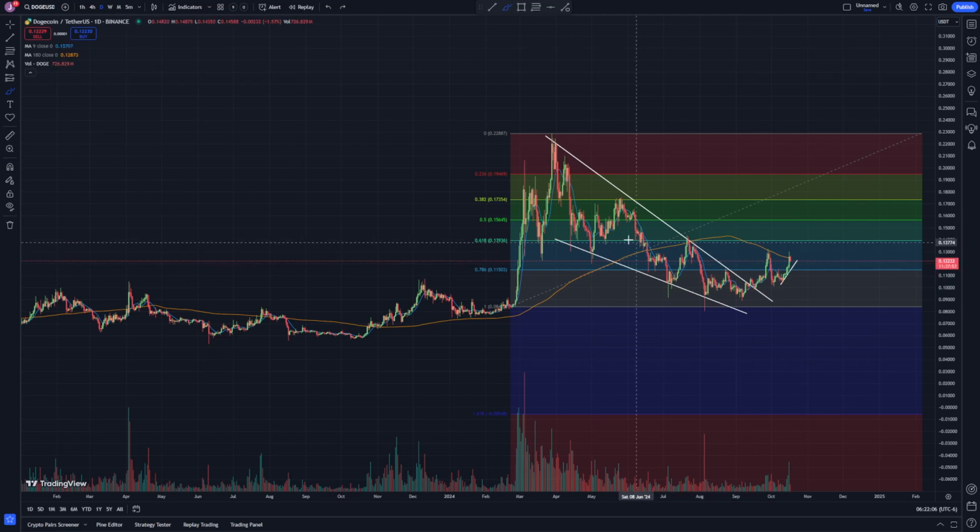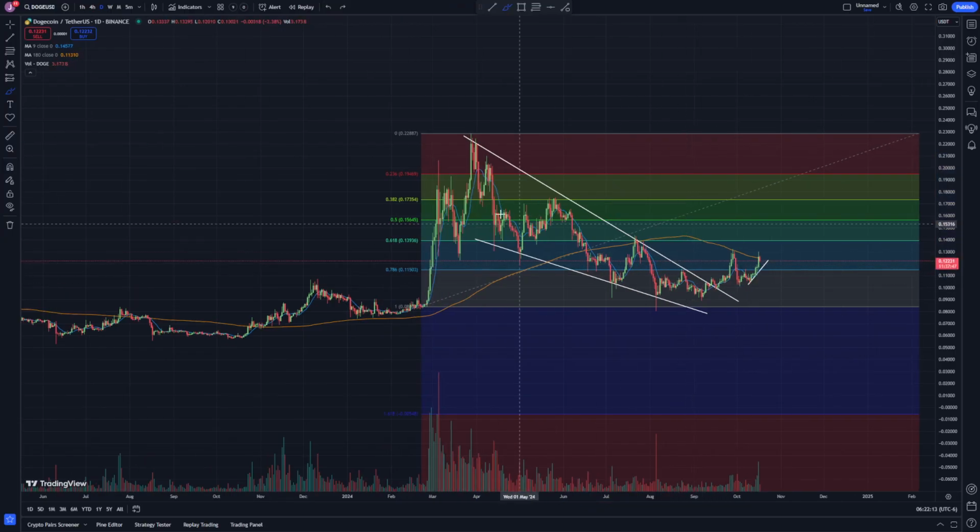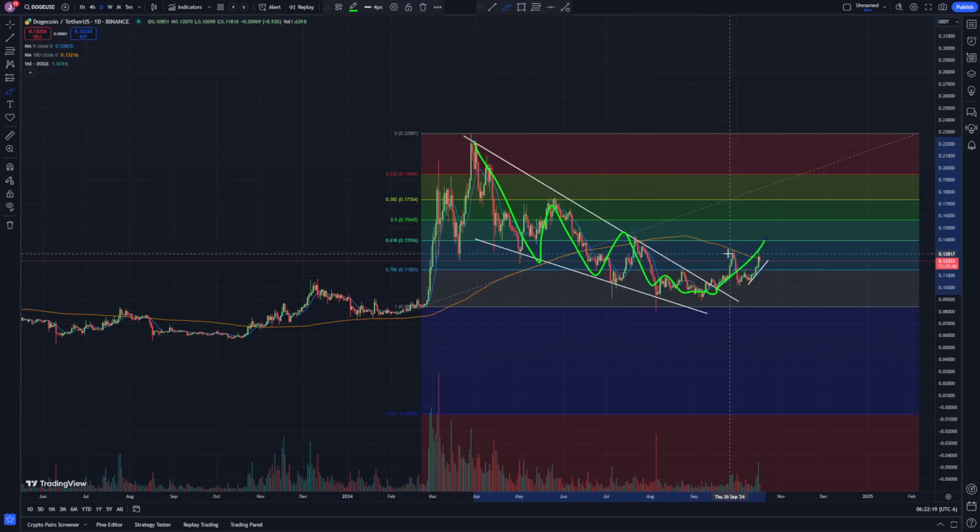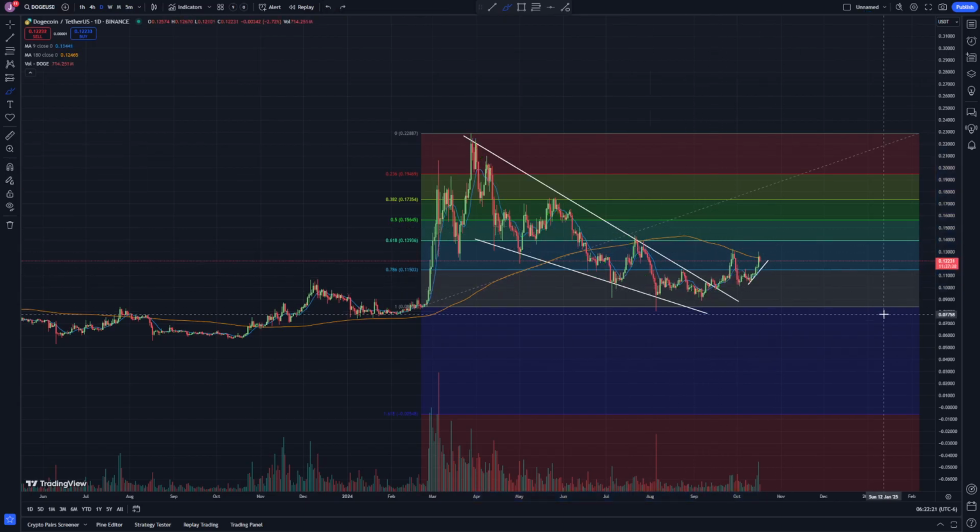Let's see what happens. But I like the way these are probably my favorite patterns, the falling wedge patterns, because I don't know, they usually perform pretty good. So let's see if this one can perform as well and break to the upside.